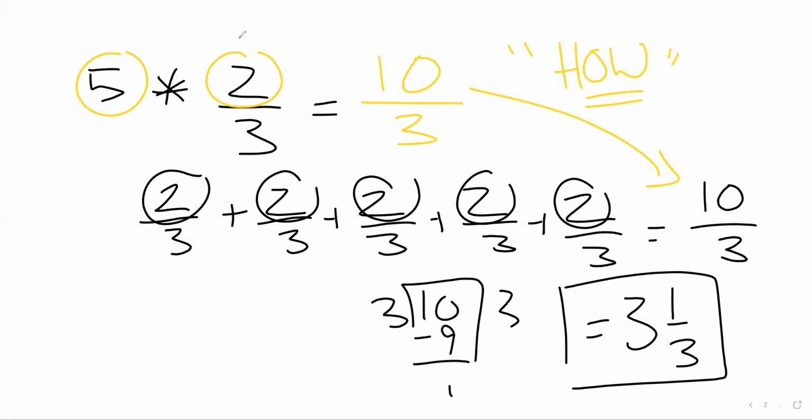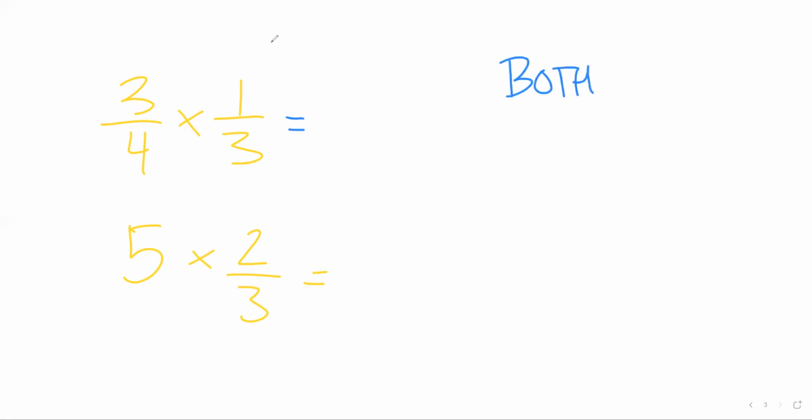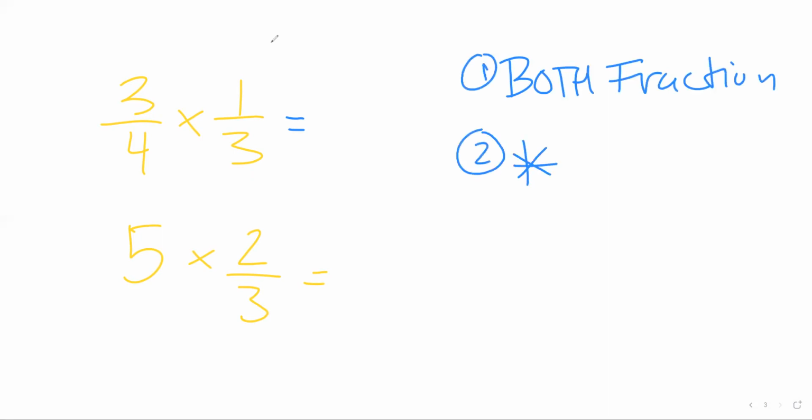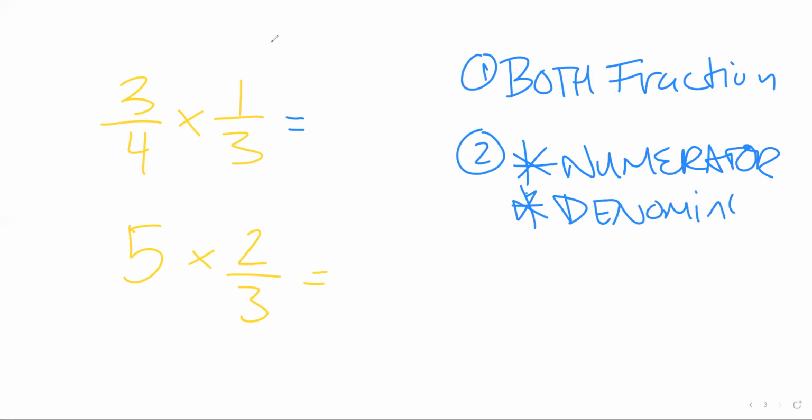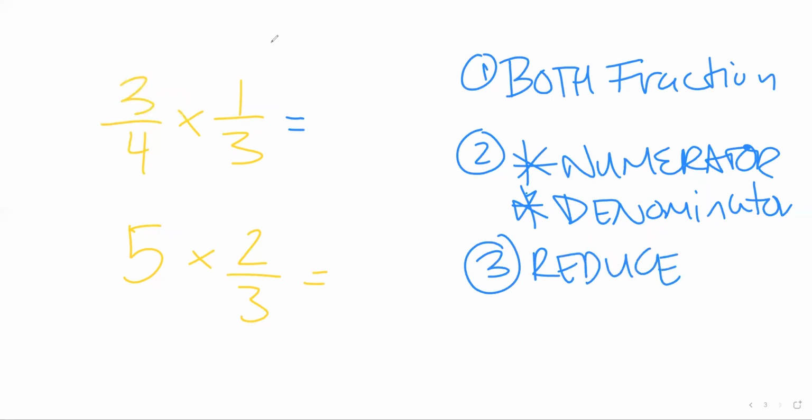So today we're going to put all that together and think about what we notice. One thing we notice with all of these problems, 3/4 times 1/3 or 5 times 2/3, is that we are just focusing on a simple rule of multiplication of fractions. We first make sure they are both fractions. Once we know they are both fractions, we multiply our numerators. And then we multiply our denominators. And then we will reduce if needed.